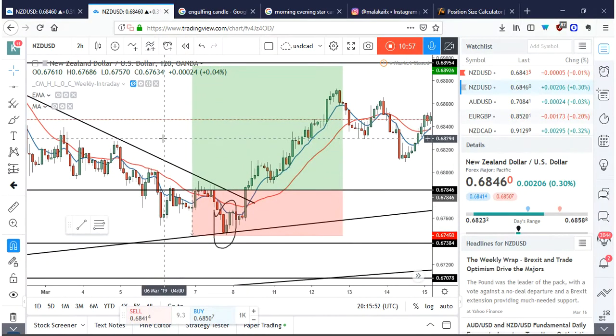So in the next one we're going to go through how you're going to manage your trade and how you would take it if this trade was one of the ranging trades.